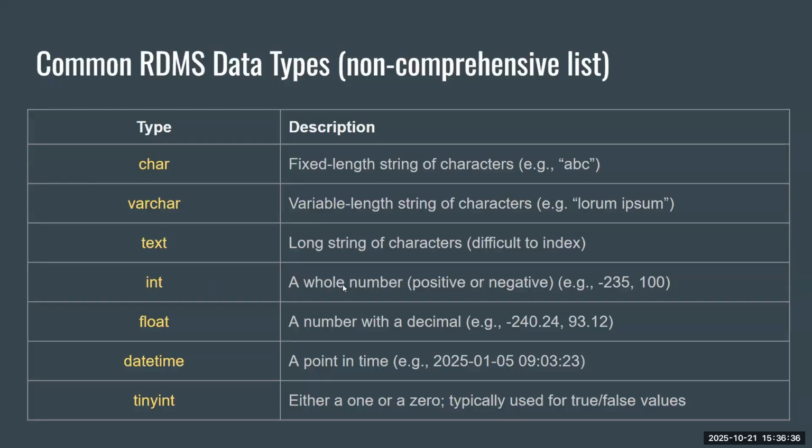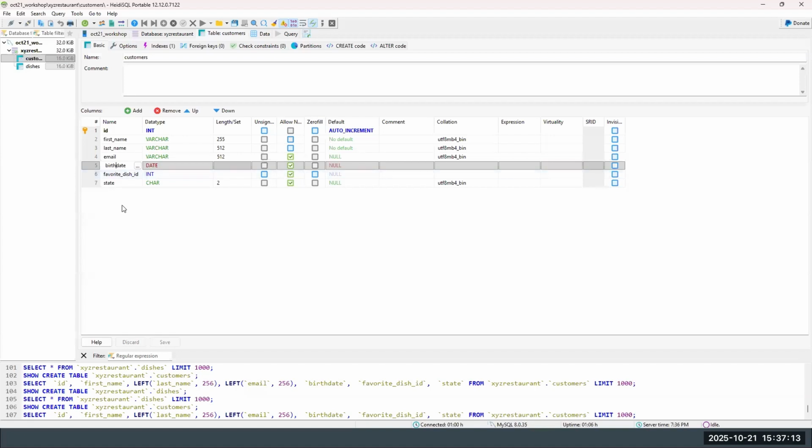Integers are whole numbers, you can't put decimal points in here. If you want to put decimal points, it's called floating point numbers in computer land. And so we use the type float. Datetime is self-explanatory, obviously. And tinyint is just one bit of data, on or off, 0 or 1. And that's useful for Booleans, right? True or false. This user is older than 65, so they get the senior discount. True or false, right? Now we can deduce that information from the birthday, so we don't need a column or attribute like that.